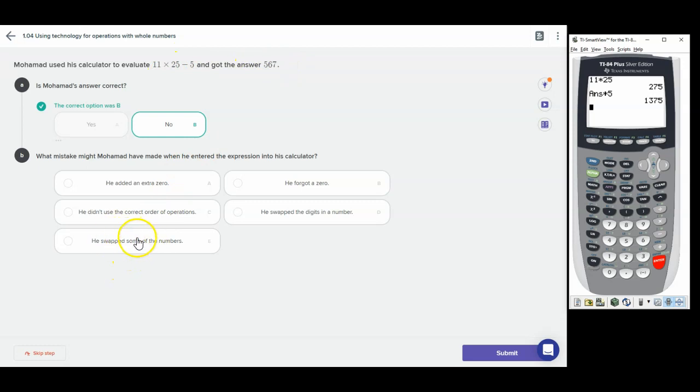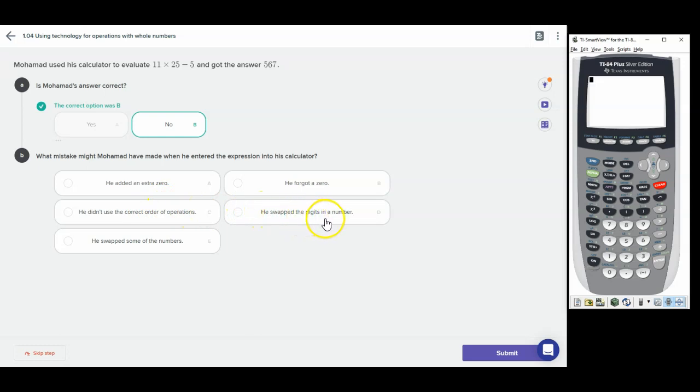He might have swapped some numbers. I don't think he added any zeros necessarily, but maybe he did. Let's try that. So let's clear. What if we had 110 multiplied by 25? Well, we've got 2,750, so that's unlikely. And of course, we're going to get the same thing if we put a 0 on the 25. So I don't think it's that one. So add an extra 0, probably not. He didn't forget a 0 because there are no zeros there. He didn't use the correct order of operations. I don't think we have proved that's not true so far.